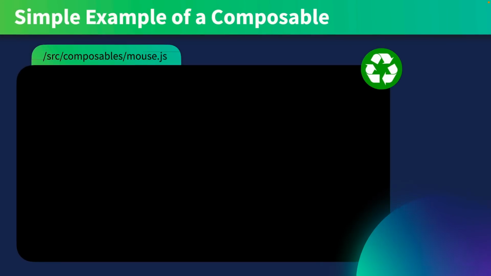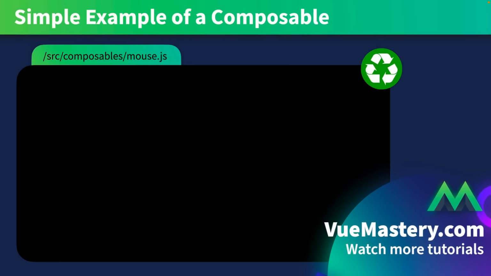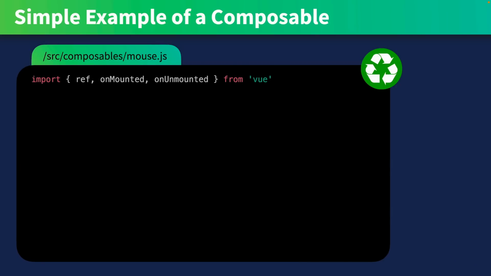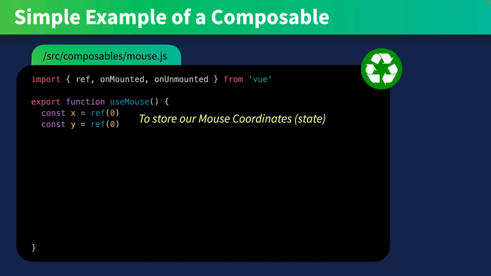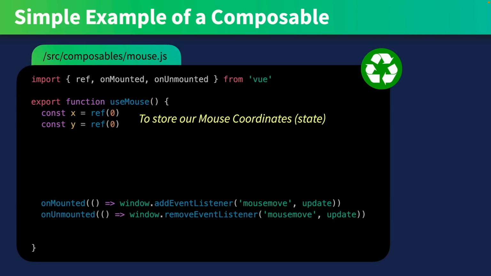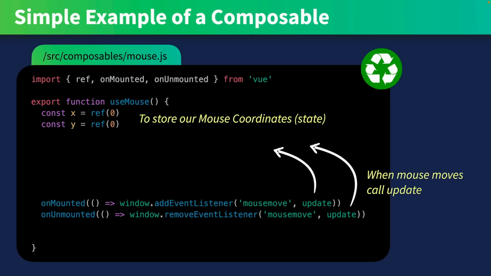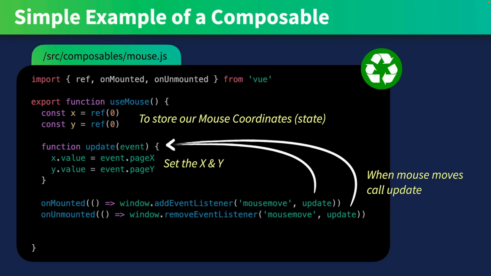This will be inside a folder we create in our source directory called composables. The file here is mouse.js. First, we'll import some functions from Vue that we'll use inside of our composable. We'll call our composable useMouse, and we'll start by declaring two refs, an x and a y, where we'll store our mouse coordinates. At the bottom of this function, we'll call the onMounted and onUnmounted hooks, adding and removing the event listener for mousemove. And when the mouse moves, we'll call the update function, which we'll declare here. As you can see, this simply sets the x value and y value based on where the mouse is. Lastly, we'll return the x and y refs because we'll want to use them inside of our component.